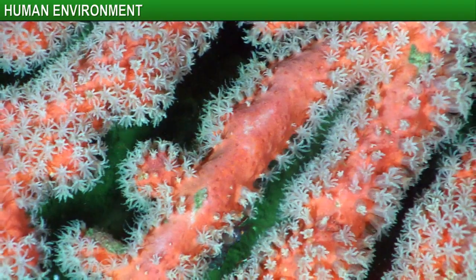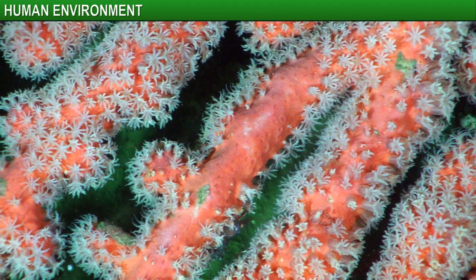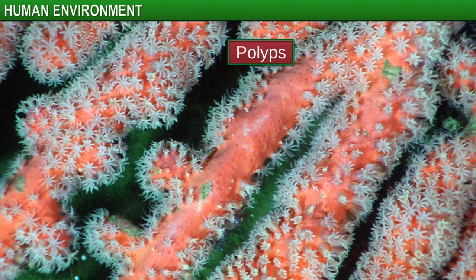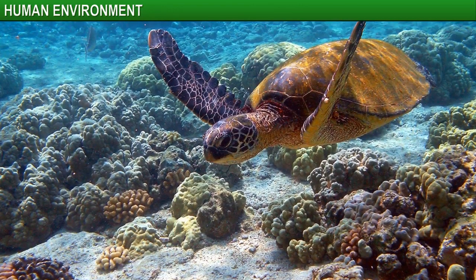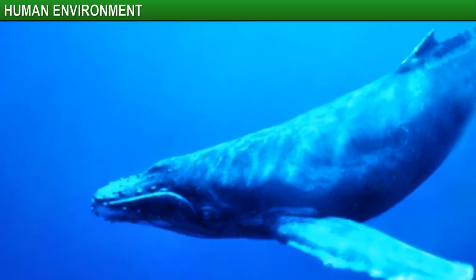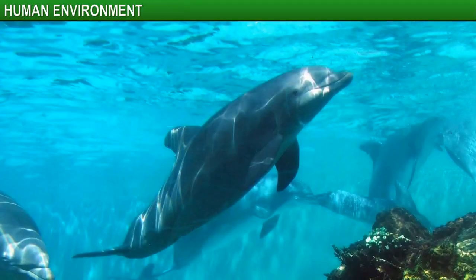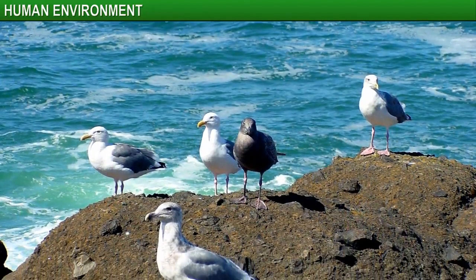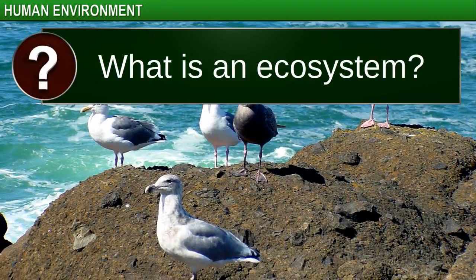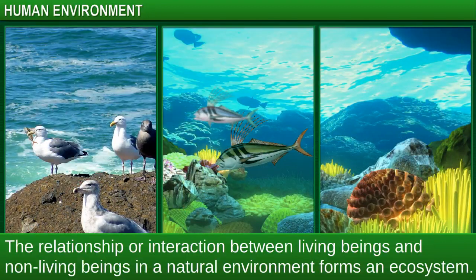It is made up of millions of microorganisms called polyps and supports a wide variety of fish, turtles, and 30 species of whales, dolphins, porpoises, and birds. But what do we mean by an ecosystem? The relationship or interaction between living beings and non-living beings in a natural environment forms an ecosystem.